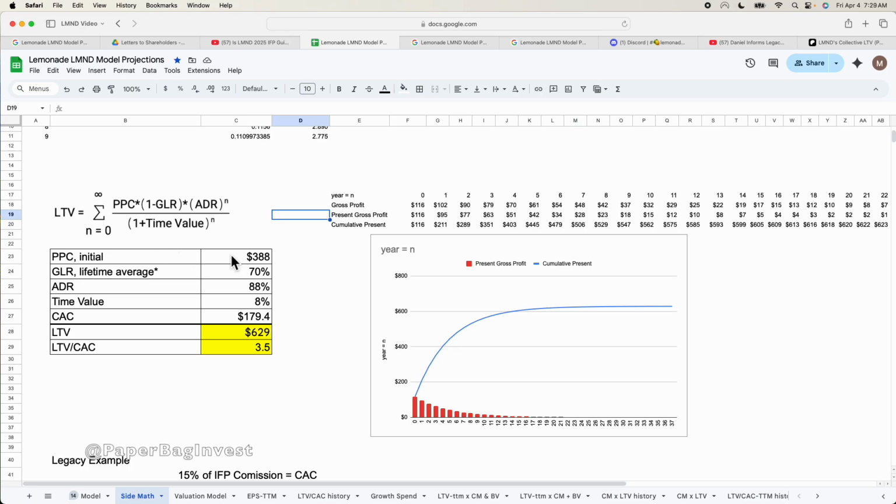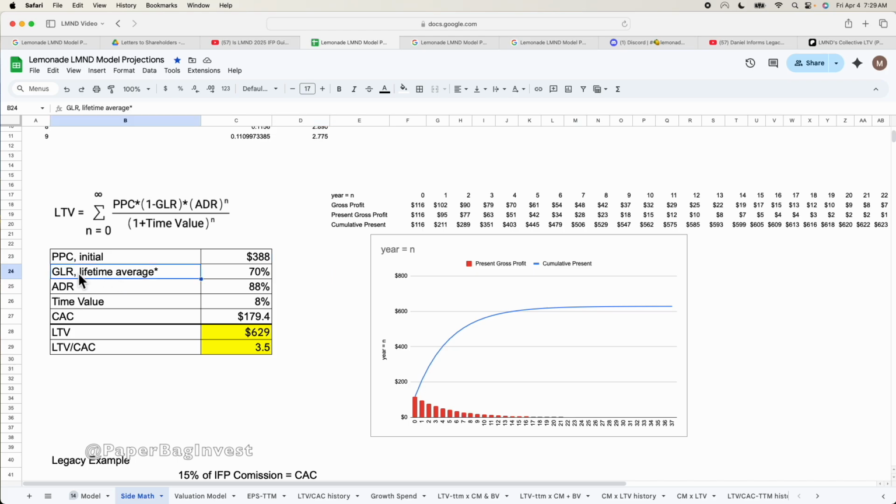And you get that by figuring out, first of all, the variables in the equation: premium per customer initial. So that'd be what the customers sign up as, when that cohort of customers signs up. I just have 388 in there, roughly what the premium per customer is right now.